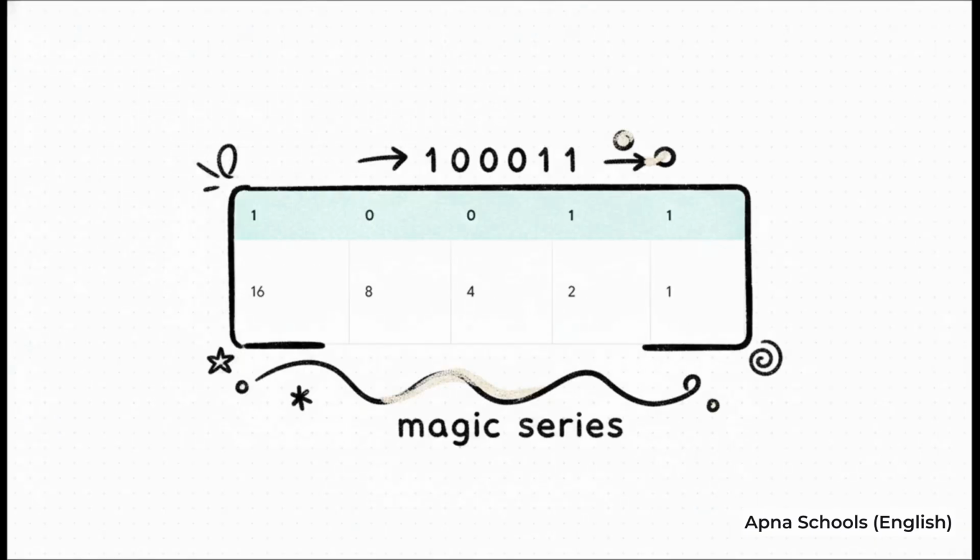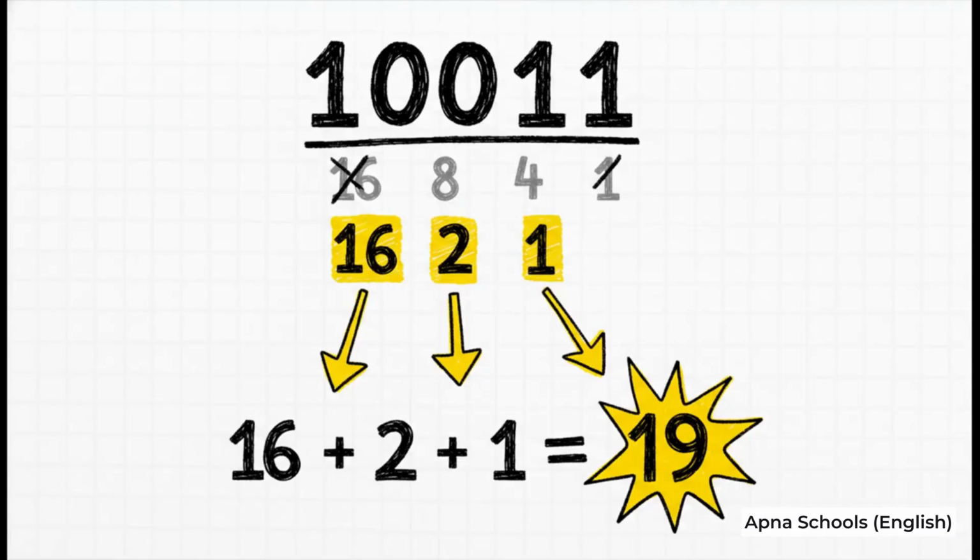Okay, let's do one together. Let's say we've got the binary number 10011. So step 1, we just write our magic series right below it, making sure to start from the right. So we've got 1, 2, 4, 8, and 16. And now for the magic. We just look for the 1s in the binary number. Okay, there's a 1 over the 16, another 1 over the 2, and the last one is over the 1. So what do we do? We just add them up. 16 plus 2 plus 1 equals 19. And boom, just like that, the binary number 10011 is just 19.